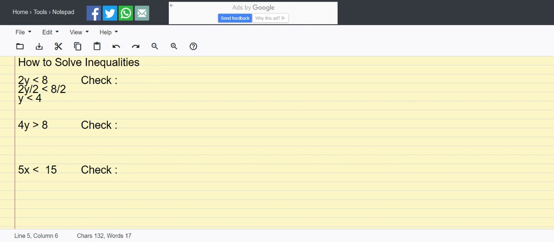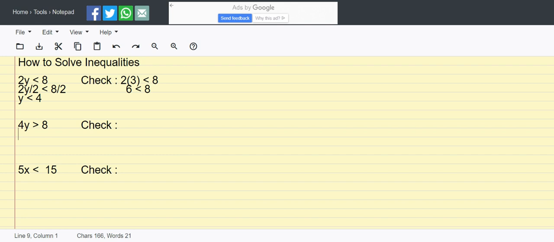To check if this is the correct answer, we can plug in any value that is less than 4 into y and see if this is true. So I'm going to pick 3. 2 times 3 is less than 8. 6 is less than 8. So the answer is y is less than 4. So any answer that is less than 4 would work in the y value.